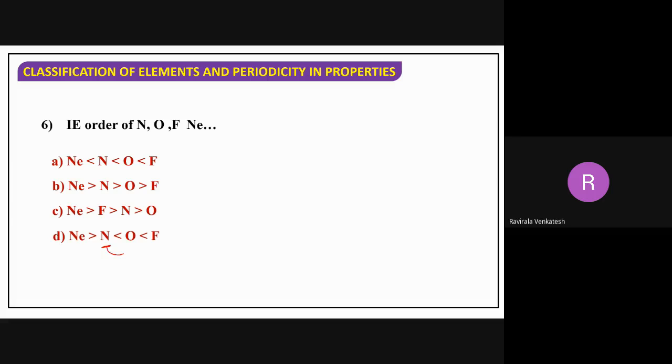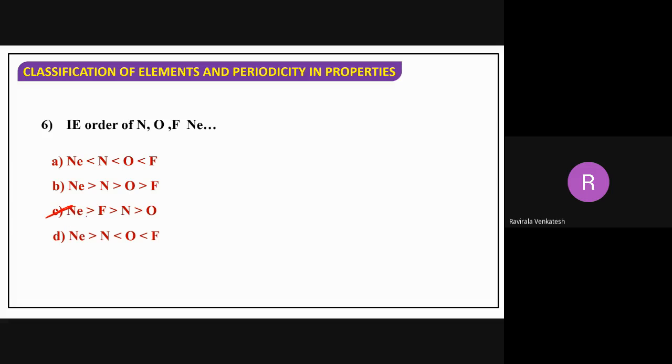But why are you getting a contradiction here? Because of half filled configuration. Neon has a completely filled configuration, and nitrogen has a half filled configuration. Then after that we get fluorine. No, where is fluorine? Oxygen, neon, nitrogen. So the second option is the correct one: neon, fluorine. This one is correct, completely filled.